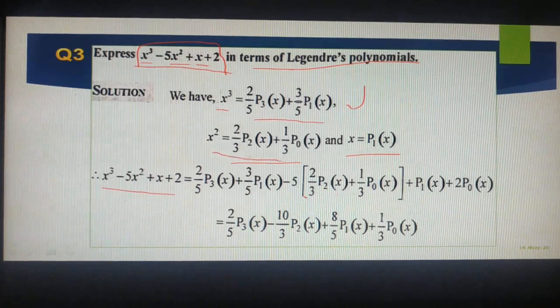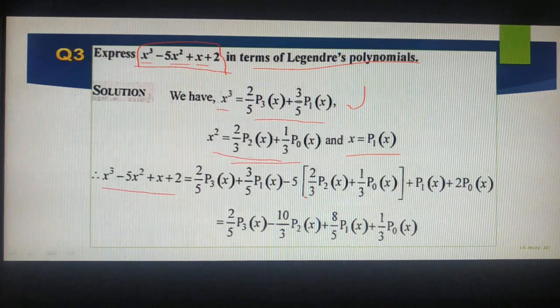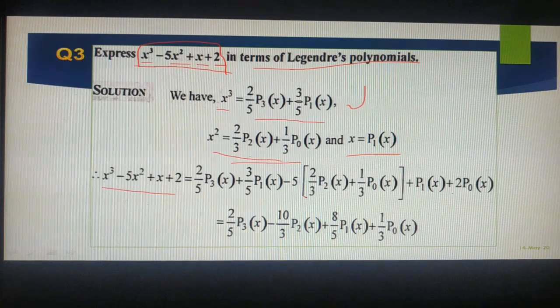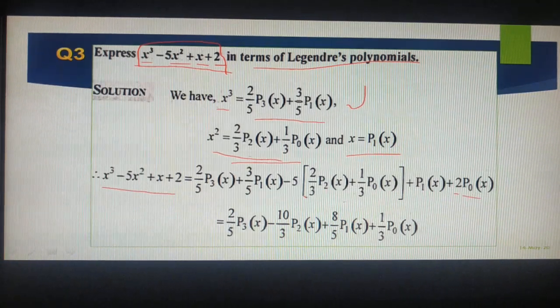Now x square values 2 by 3 P2 of x plus 1 by 3 P0 of x. Plus, what is there now? x means P1 of x plus 2. Also, you can write in terms of Legendre polynomials. Please don't forget to write that. 2 into 1 will be there. 1 is nothing but your P0 of x. All terms you should write in terms of Legendre polynomials.